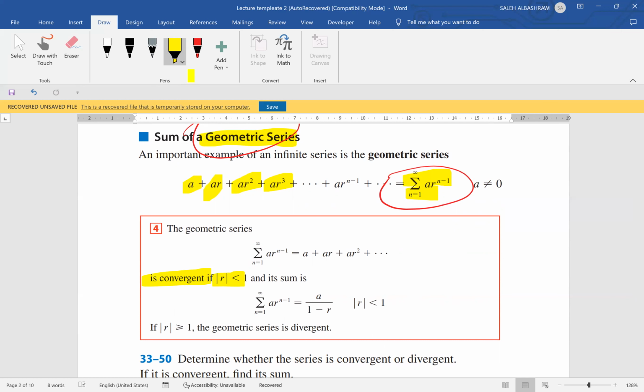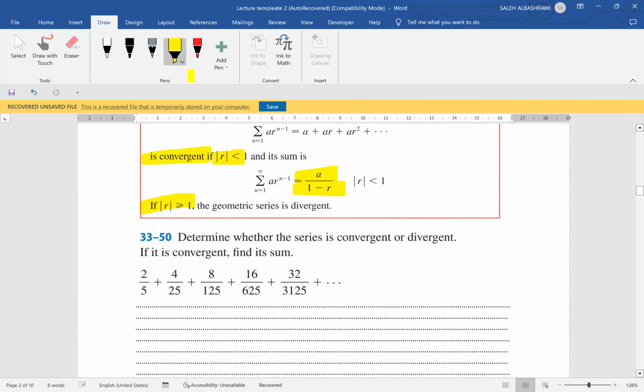Sometimes we call R the base of the series. If the absolute value of the base is less than 1, then the series is convergent, and the sum is equal to A divided by 1 minus R. If the absolute value of R is greater than or equal to 1, then the geometric series is divergent. For example, suppose that we have this series and we need to check whether it is convergent or divergent.